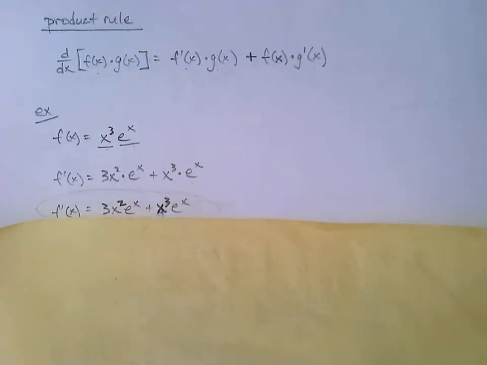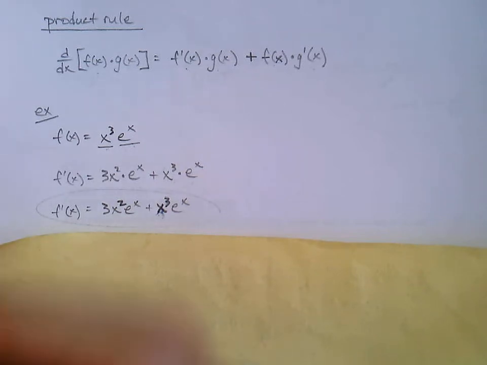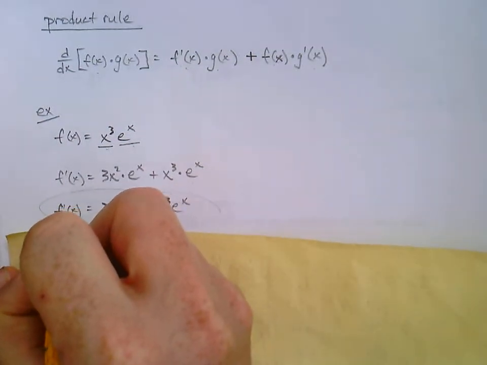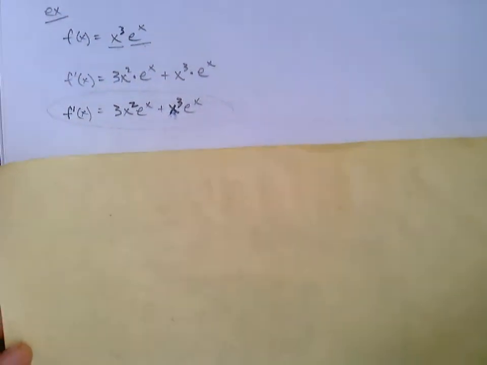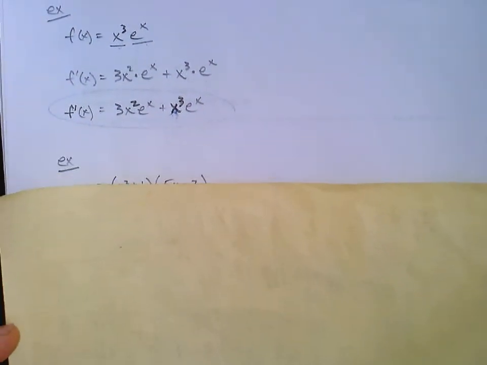Now, maybe in our final answer, we don't like those dots. Or maybe you didn't like the dots to begin with. I don't know. We might just say 3x squared e to the x plus x to the third e to the x. There's nothing really to simplify here, right? That is our derivative function. Okay. That's a very simple one. Let's do another one. See a little bit more going on.